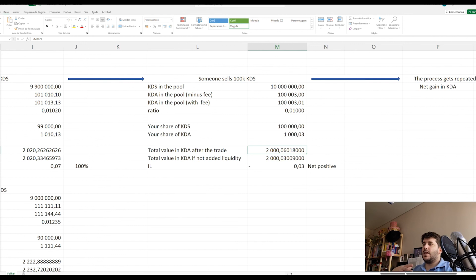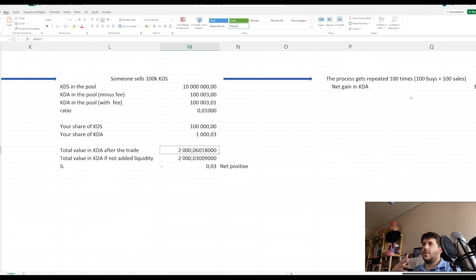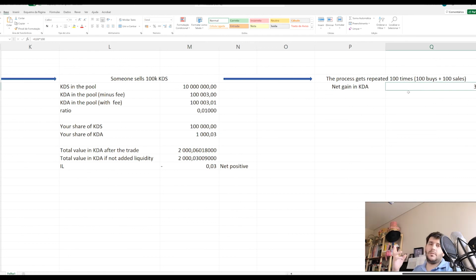And now let's say this happens 100 times, 100 buys and 100 sales for this value. Now you have a net gain of 3 KDA, right? And you have not lost, no impermanent loss, because the ratio stayed the same. And even if the ratio has changed slightly, let's say you have a lot of trades, the ratio changes a little bit, but there's a large volume of trades, then you get the fees for those trades, and you get a net gain in KDA.